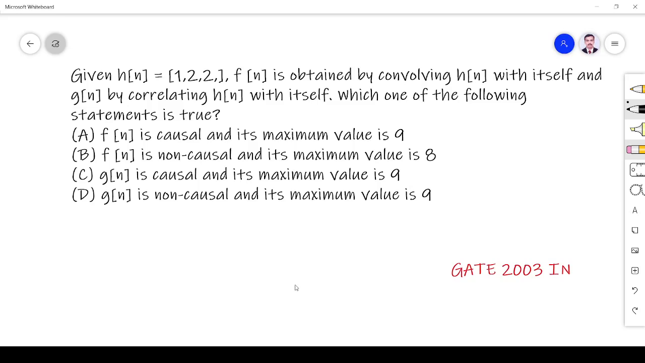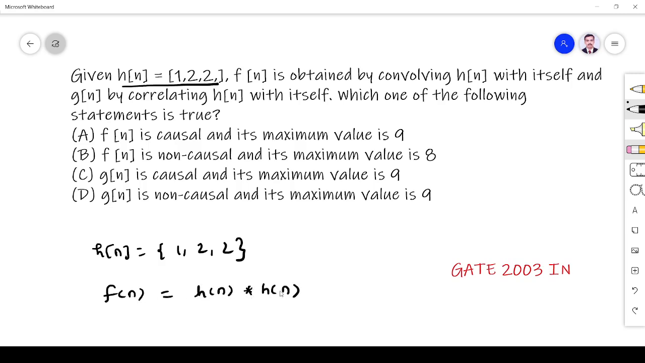Hi friends, in this video let us solve a signals and systems question asked in GATE 2003. The question is: given h of n is equal to 1, 2, 2. F of n is obtained by convolving h of n and h of n. G of n is obtained by correlating h of n with the same thing.